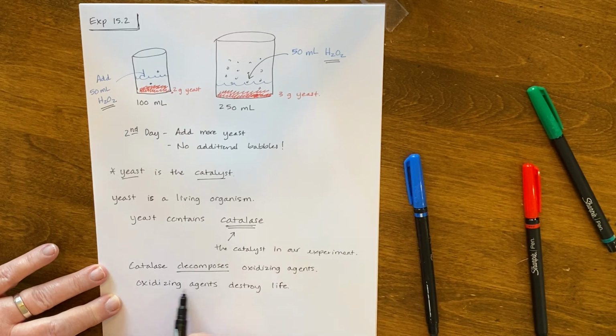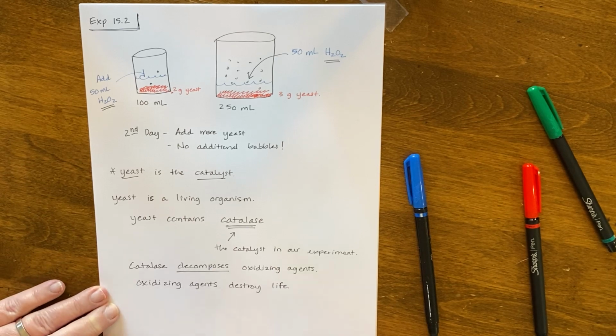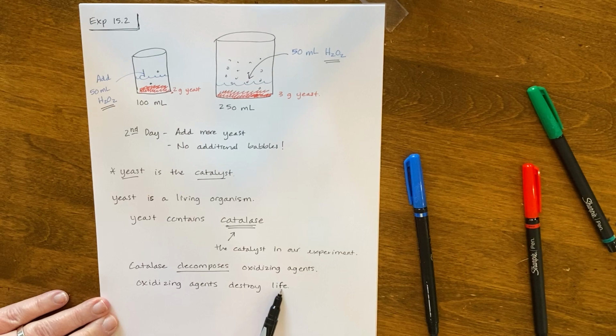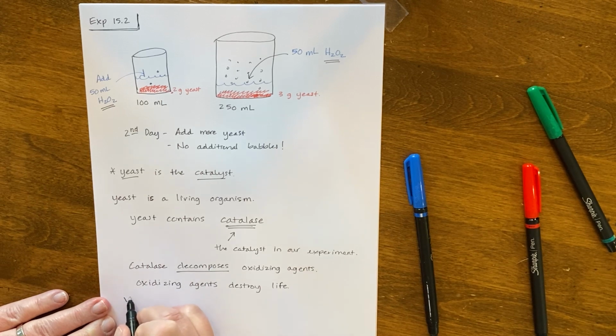Okay, these oxidizing agents destroy chemicals that are necessary for life. So if we have too many of these oxidizing agents, they can actually destroy life. Okay, so just like yeast, guess what else produces catalase?